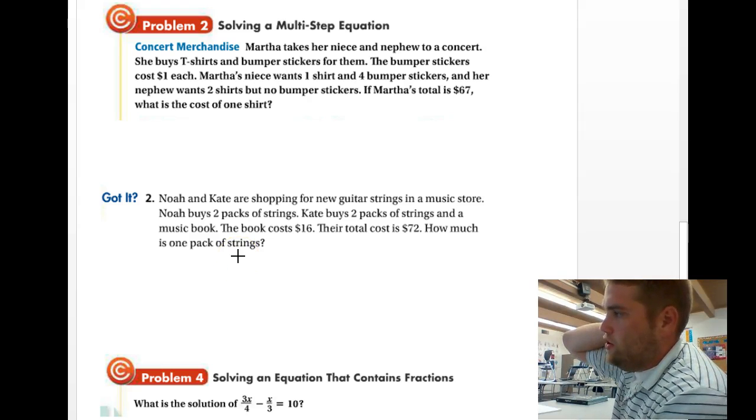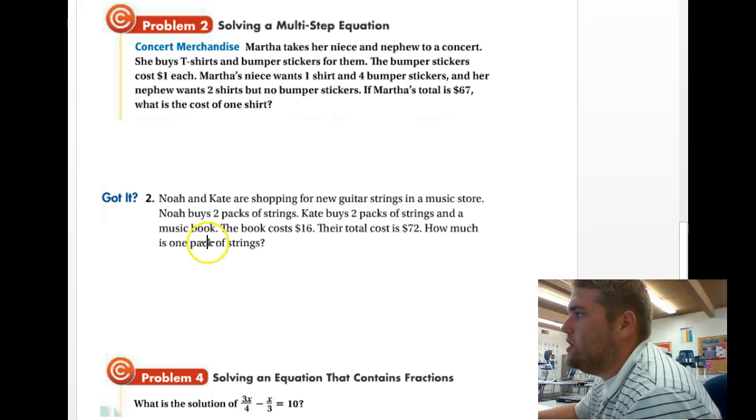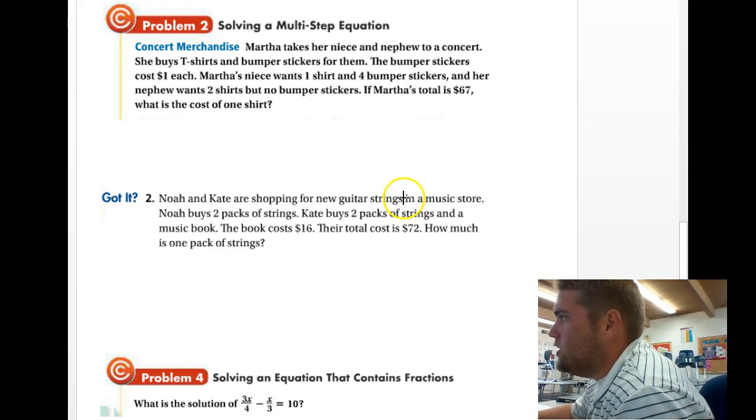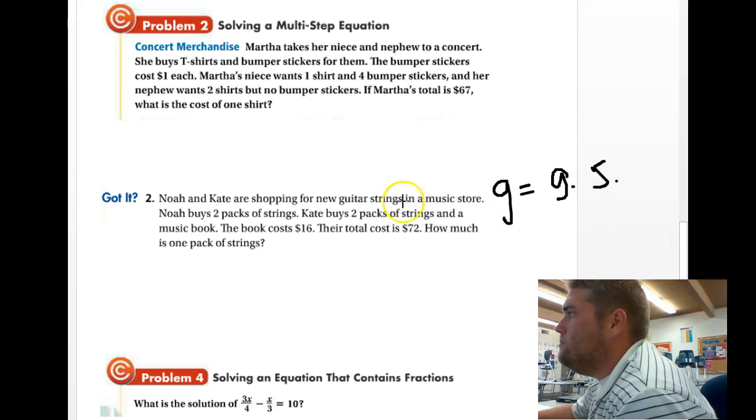Noah and Kate are shopping for new guitar strings at a music store. Noah buys 2 packs of strings. Kate buys 2 packs of strings and a music book. The book costs $16. The total is $72. So I've got guitar strings, so let's call that G equals guitar strings. And M is music book, and we know that equals $16.